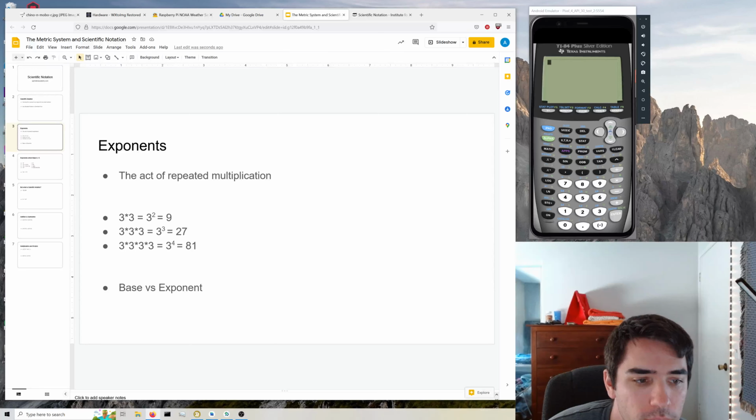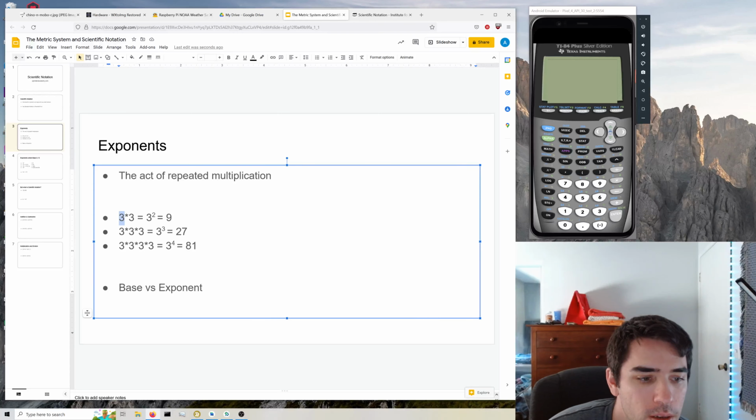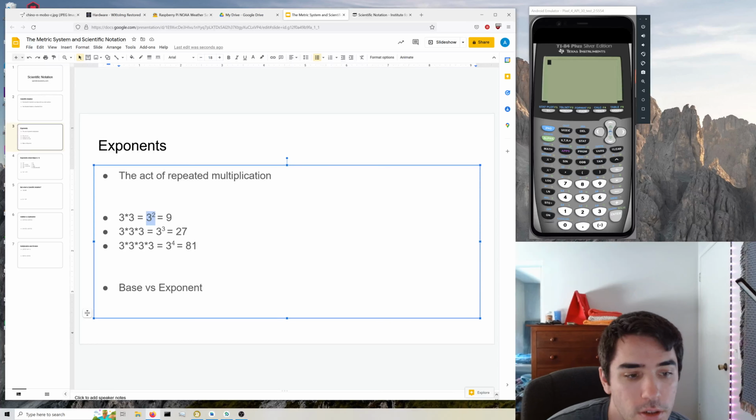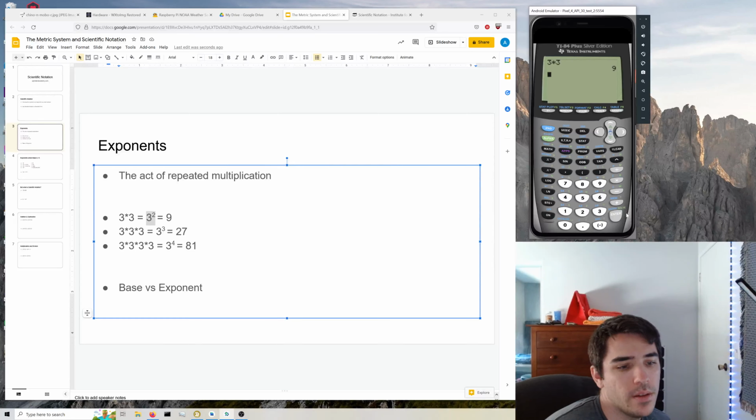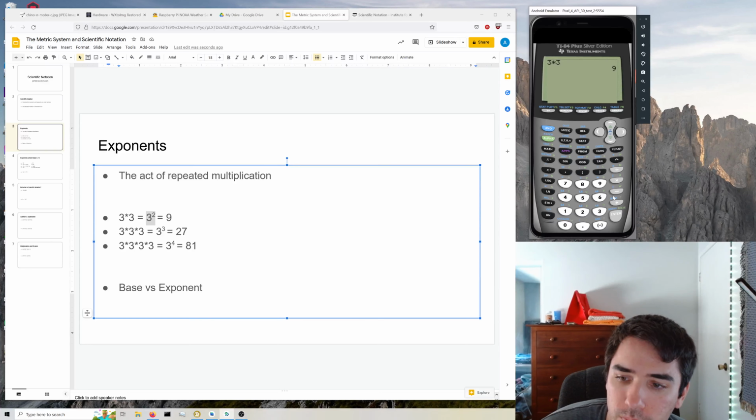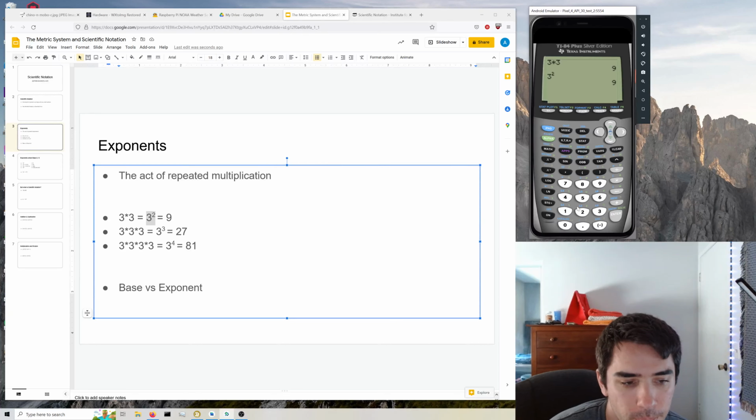So an exponent is the act of repeated multiplication. For example, we have the number 3 and we multiply it by itself. We write that as 3 squared, or 3 to the 2, and that of course equals 9. If you don't believe me, 3 times 3 equals 9, because 3 sets of 3 equals 9 things total. And we could also write 3 to the 2, and that equals 9, obviously.